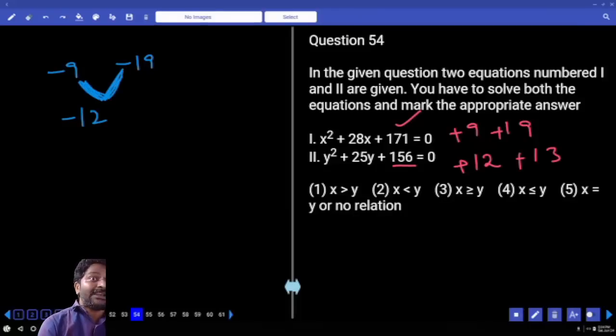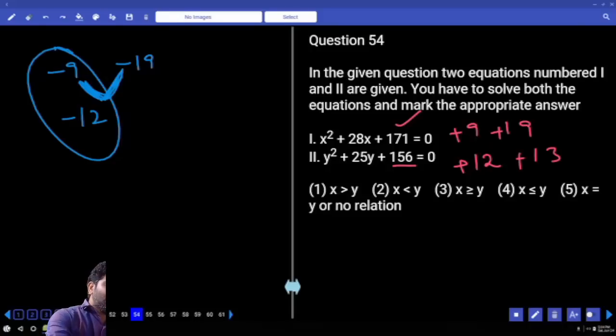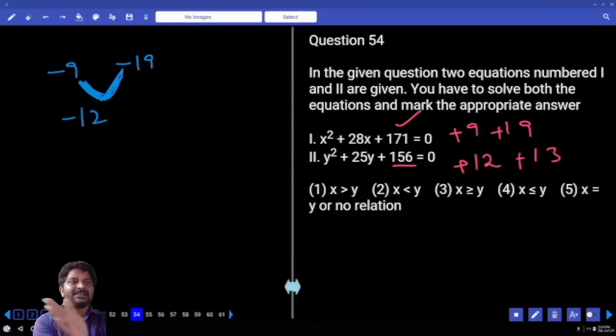In between. No relation. If it comes in between, the answer is no relation. Because here x is greater than y, here x is less than y. So if it comes in between, there is one lesser condition and one greater condition. No relation.